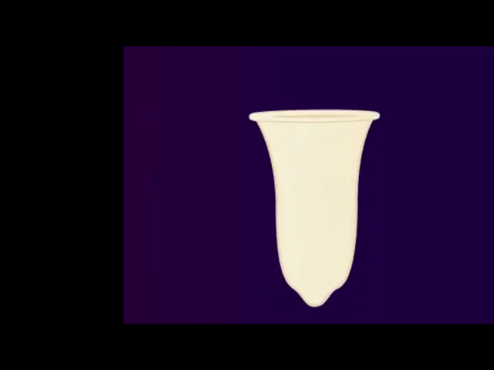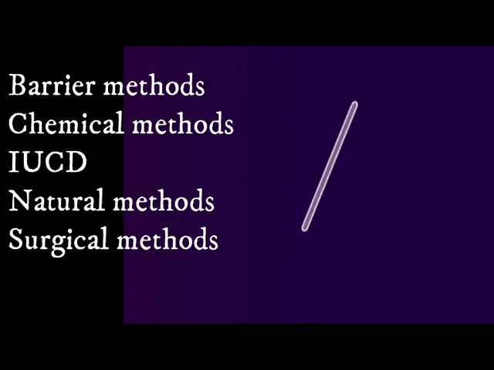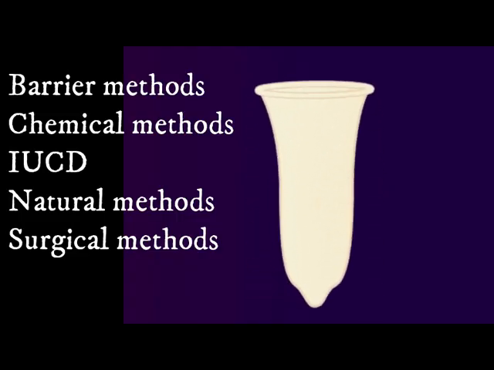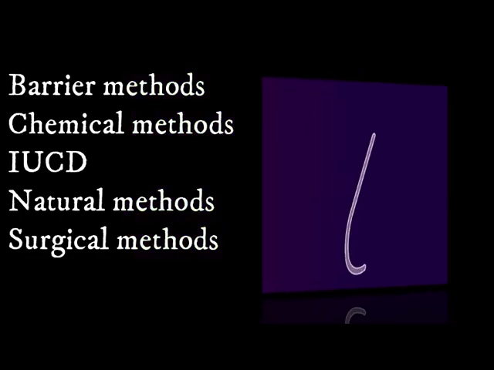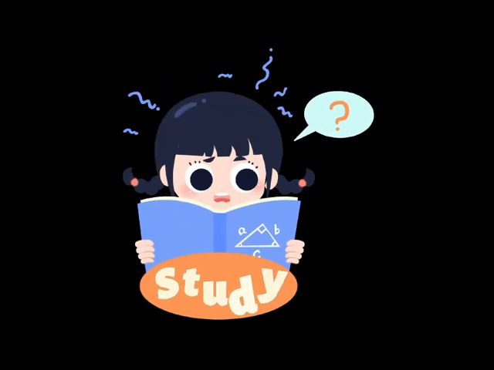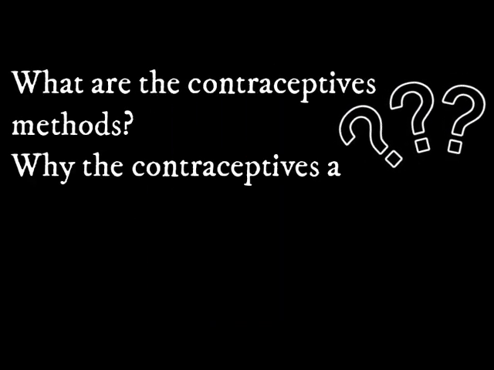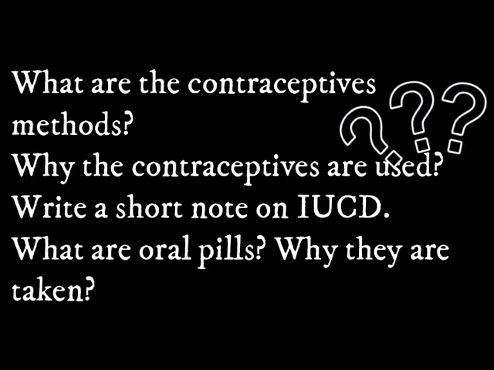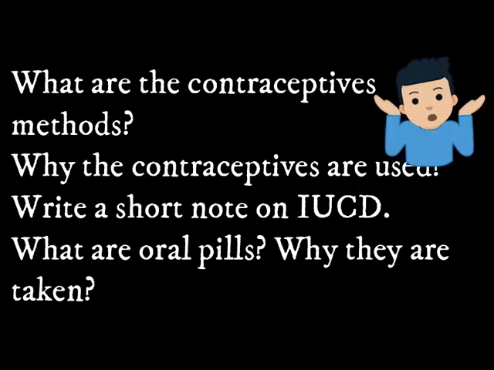And these are categorized as: first, barrier methods; second, chemical methods; third, intrauterine contraceptive device, that is IUCD; fourth, natural methods; fifth, surgical methods. So students, the questions could be asked in any form. It might be asked as what are the contraceptive methods used, or they can give you a short note on the intrauterine contraceptive device, or they can ask about a particular preventive method, like what are oral pills, why they are taken, how they are taken.